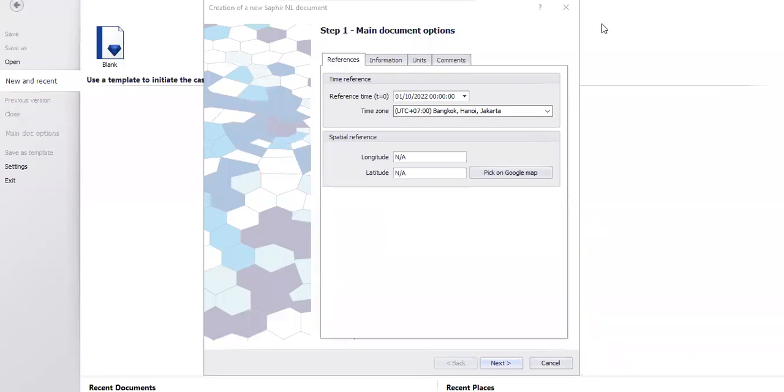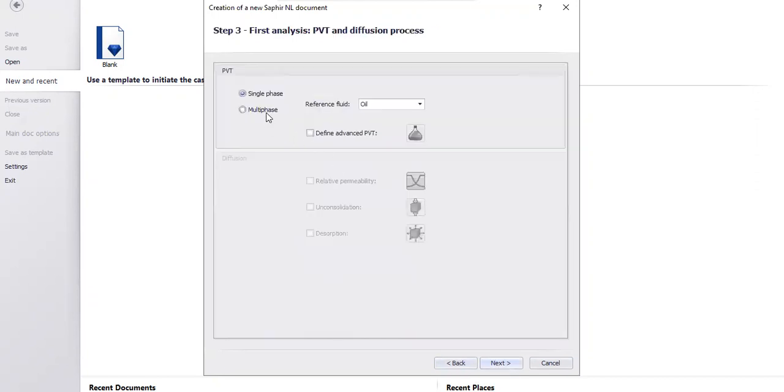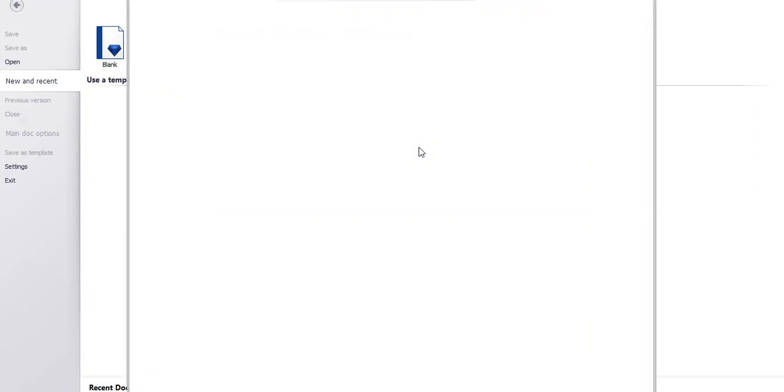So today we will have another case of pressure transient analysis. So let's go. As usual, wellbore radius 4.25 inches, and for the pay zone it's quite thick, 184 with porosity of 0.21, and the top of the reservoir is 2667. Okay, and we will have another multi-phase case.